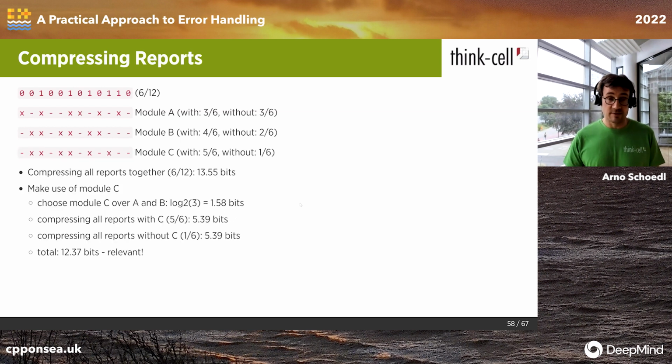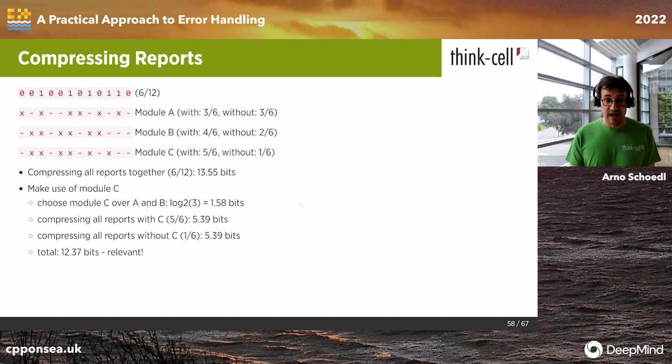What do we do? Well, we have a module C, right? And that occurs 5 out of 6 times among the reports where the problem occurs, and only 1 out of 6 times when it doesn't occur. So now we choose this module C over modules A and B. Now we have 3 modules to choose from, so it's the binary logarithm of 3, which is 1.58 bits. And now we compress all the reports with C and without C, 5.39 bits, 5.39 bits, and the total is 12.37. So it's relevant. Our system would say modules A and B are not relevant for the problem.